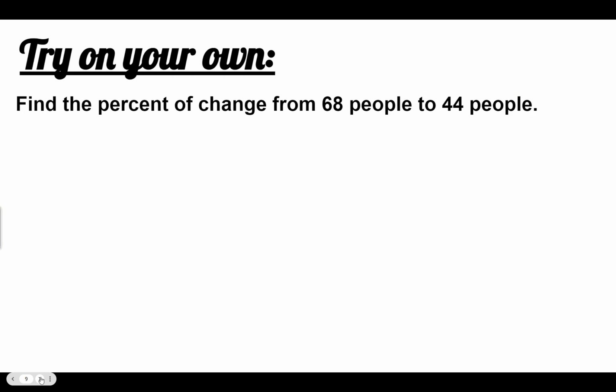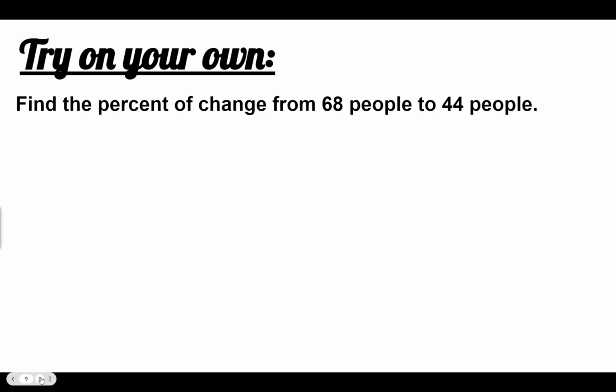All right, go ahead and pause the video and try this one on your own. Okay, so first thing, I'm going to read the problem. Find the percent of change from 68 people to 44 people. Well, if I'm going from 68 to 44, my values went down, so this is a decrease. And when I have decreases, that's going to give me a negative number. Okay, so I wrote decrease and negative at the top of my problem.